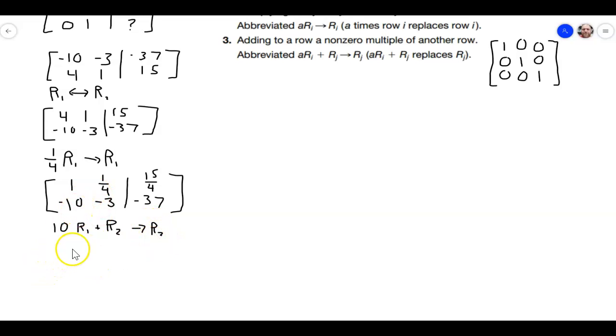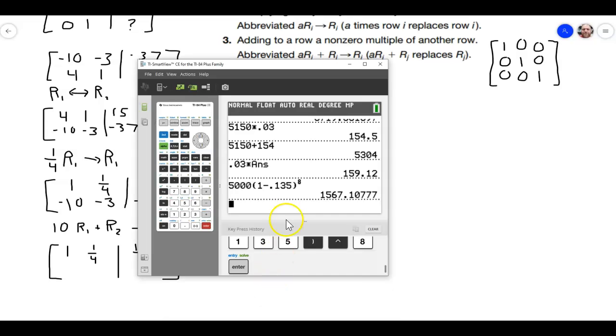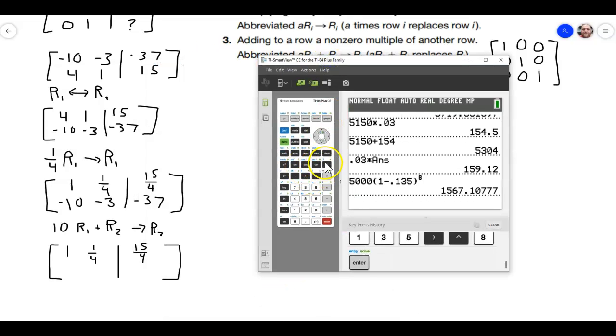All right, now here's where I'm going to end up using my calculator. I'm not messing with row 1. Remember, I'm only messing with what's on the right side of these little things here, right? So row 1 is going to stay the same. So that's going to be 1/4, 15/4. And this next row here, I'm going to take 10 times this and add it to this. So let's go ahead and use my calculator.